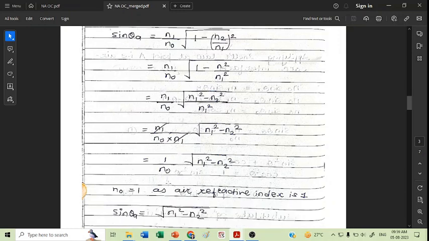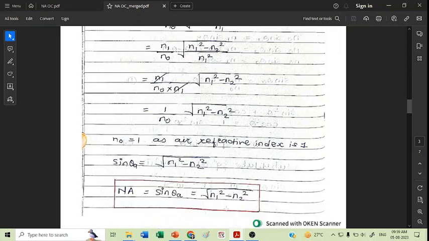As we know that the refractive index of air is 1, if we replace n0 by 1, then sin theta a is equal to the square root of n1 square minus n2 square. This equation is nothing but our numerical aperture. This is called the numerical aperture. So the numerical aperture is sin theta a is equal to the square root of n1 square minus n2 square.